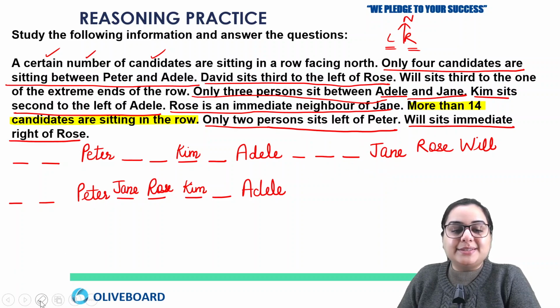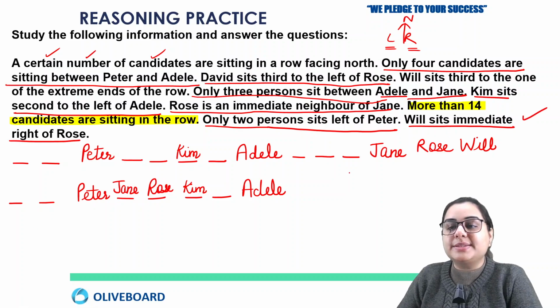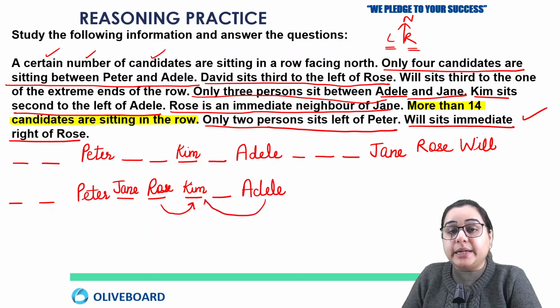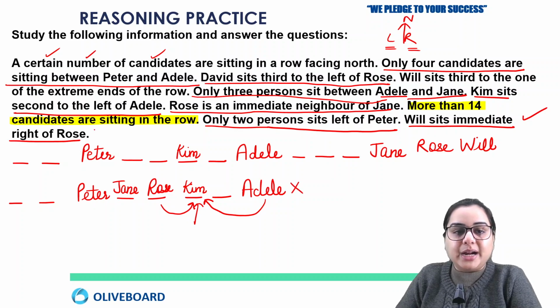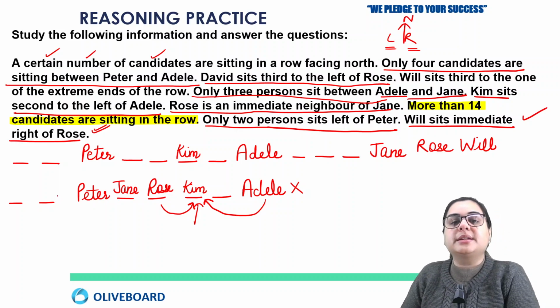But now just consider the second case. Now we have this information that Will sits immediate right of Rose. But here immediate right of Rose, it is Kim. How did we write Kim here? It was based on Adele. We had this information that Kim sits second to the left of Adele. So in the place of Kim, I cannot write Will. Okay, so that makes the second case wrong. This is wrong actually, and the first one is correct. Okay, so the first arrangement is the correct one.